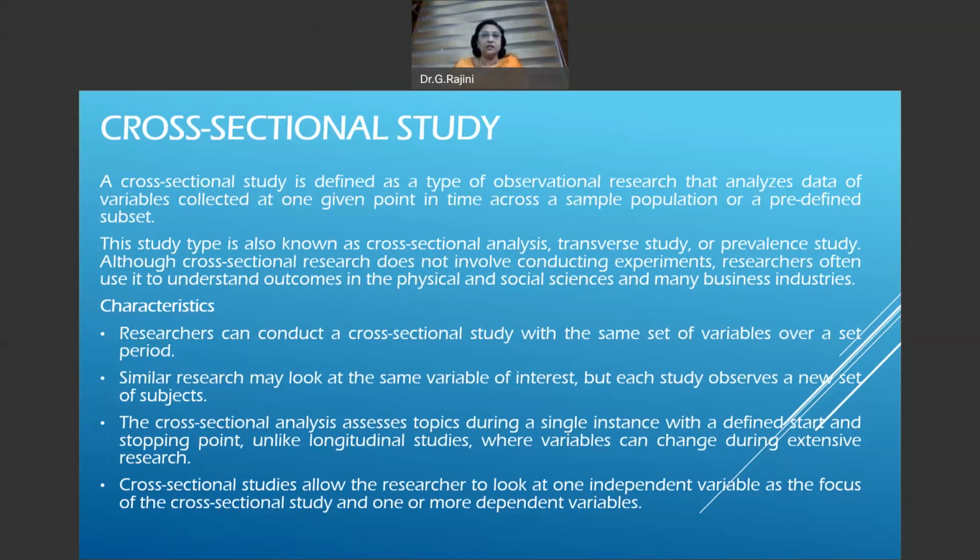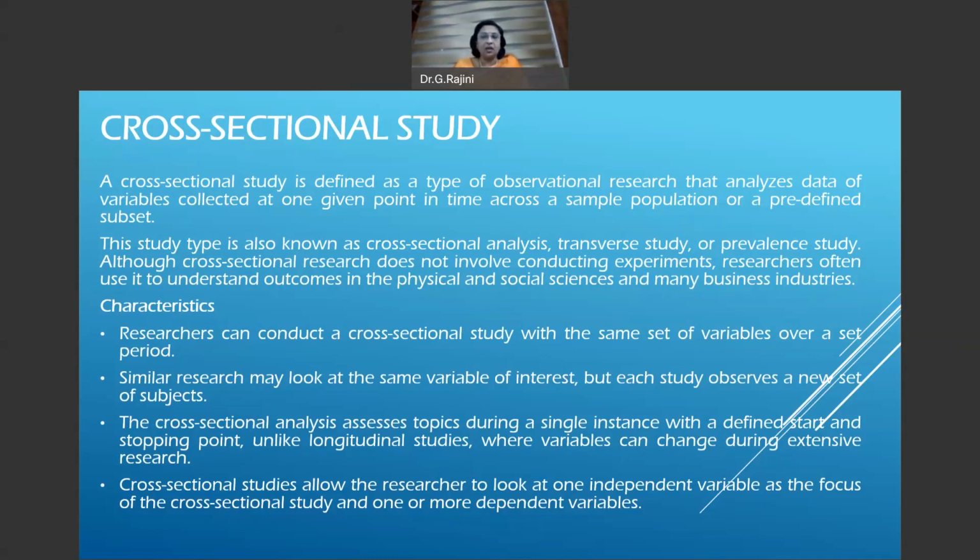Although cross-sectional research does not involve conducting experiments, researchers often use it to understand outcomes in the physical and social sciences and many business industries as well. When you look into the characteristics of a cross-sectional study, researchers can conduct it with the same set of variables over a period. Similar research may look at the same variable of interest, but each study observes a new set of subjects. So the cross-sectional analysis assesses topics during a single instant with a defined start and stopping point.